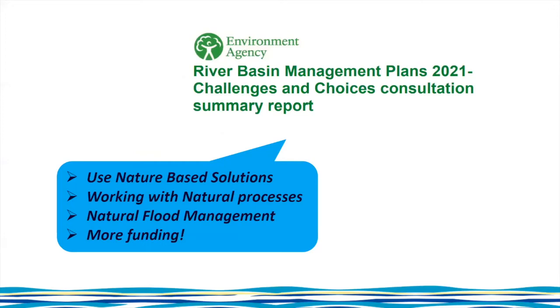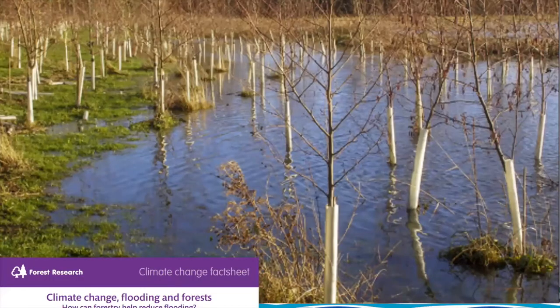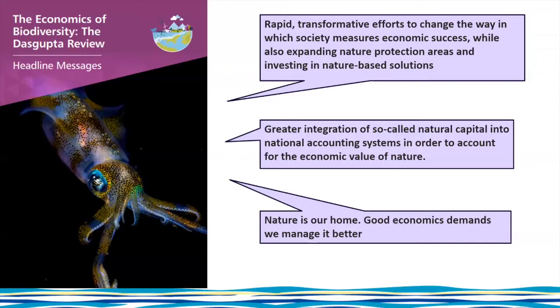Again, David mentioned the challenges and choices consultation, which has recently happened. And some of the things which were coming back from that, people were talking about nature-based solutions, working with natural processes, natural flood management, a huge shout around funding. And I'll talk about that in a minute. The advice we get from the different agencies, so here from Forest Research, some recent advice about the benefits of tree planting and woodland establishment on flooding. So the advice and what everyone's saying seems to be all pointing in the same direction.